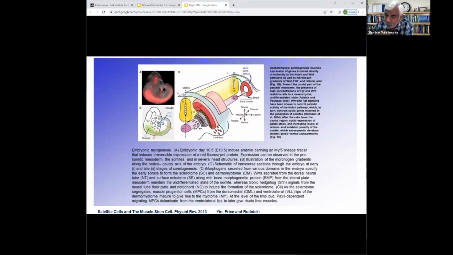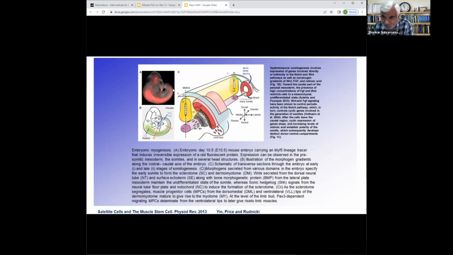If you look at day 10.5, a mouse embryo, which carries the MYF5 lineage trace. So MYF5 is a transcription factor, which is coded in red. And if you look at A, you can see that there is an increase in MYF5 on day 10.5. And this expression can be observed in a region called the presomatic mesoderm, the somites, and several head structures.